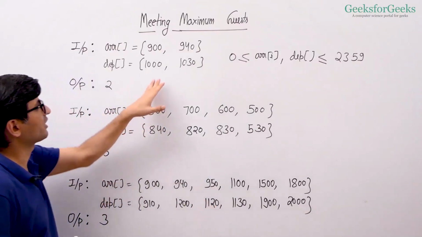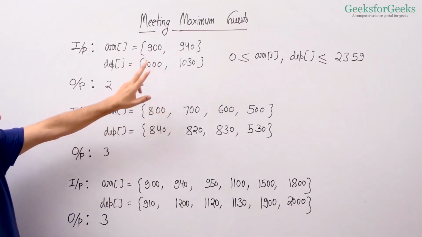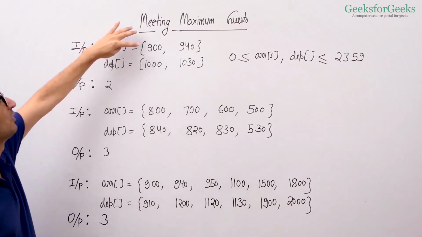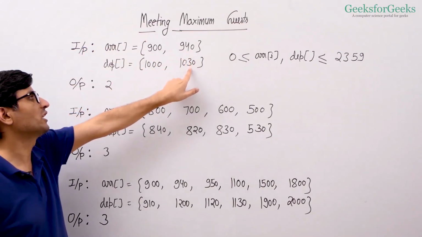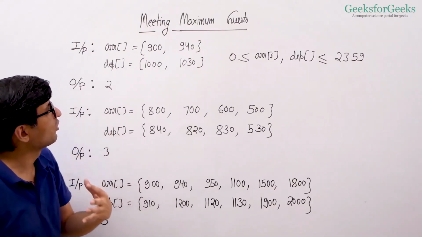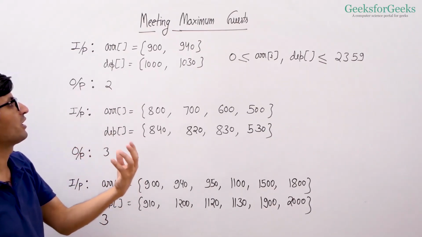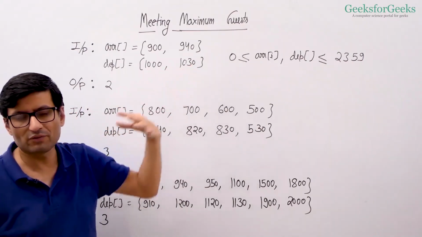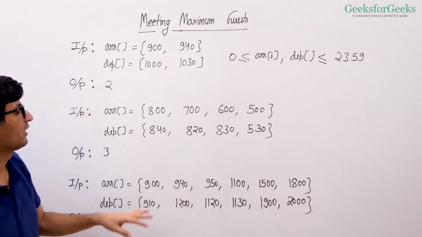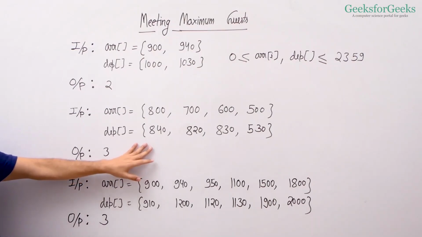Let's understand with this example. Here we have two guests apart from you coming. One guest comes at 9 o'clock and leaves at 10 o'clock. The other guest comes at 9:40 and leaves at 10:30. So if you go at the time from 9:40 to 10 o'clock, you will be able to meet both of them.